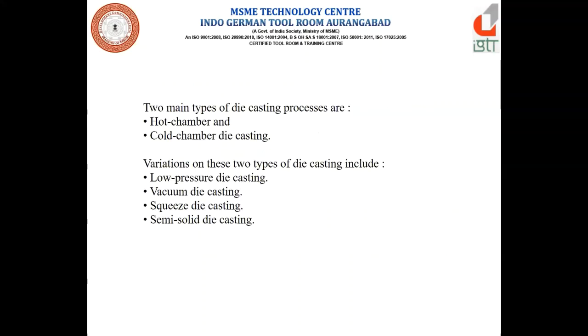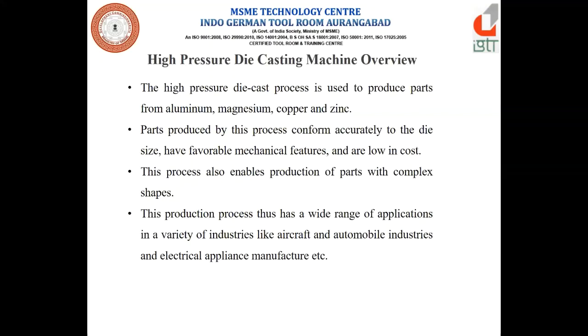The die casting process can be divided into two types depending upon the process we use. The hot chamber die casting process is one, and the second is the cold chamber die casting process. These two can be divided further into low pressure die casting, vacuum die casting, squeeze die casting, and semi-solid die casting. For today's topic, we will stick to hot chamber die casting and cold chamber die casting.